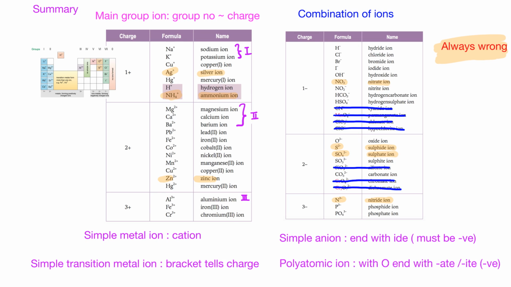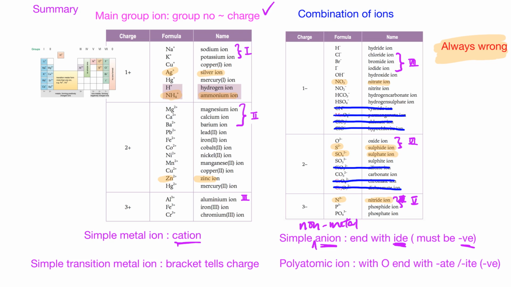And then you have group 7 here. You have group 6 here, I mean, and then you have group 5 here. These are group 5. Simple ions on the left-hand side must be cations, metal ions. Anions are simple non-metal ions, sorry, should be non-metal ions. Simple non-metal ions end with IDE and must be negative. They will be on the right-hand side.